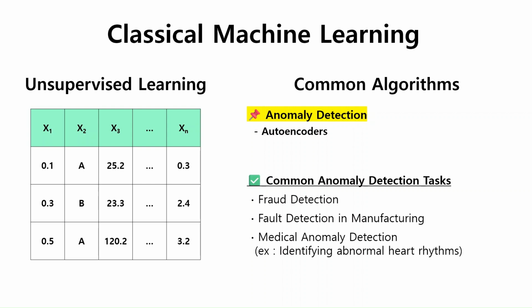match well. Common anomaly detection tasks include fraud detection, catching suspicious credit card transactions, fault detection in manufacturing, identifying defective products, medical anomaly detection, like spotting abnormal heart rhythms from ECG data. Unsupervised anomaly detection is critical when we don't have labeled examples of what's wrong. The model learns what's normal and flags the rest.